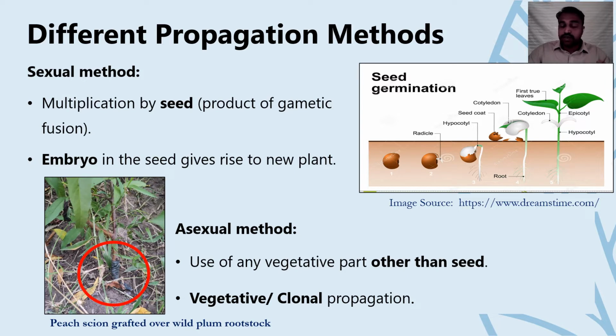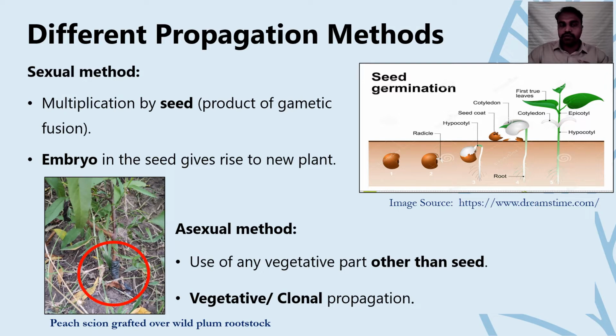Coming to the sexual method, as the term says, here the propagation is done by the product of sexual reproduction. That is the seed, which is formed by the fusion of male and female gametes. By the fusion of male and female gametes, by the process of fertilization, you have an end product that is the embryo. And from the embryo, you have something called a radicle, which grows into the root system. And then you have the hypocotyl or plumule, which grows into the shoot system, which can be seen in the picture here.